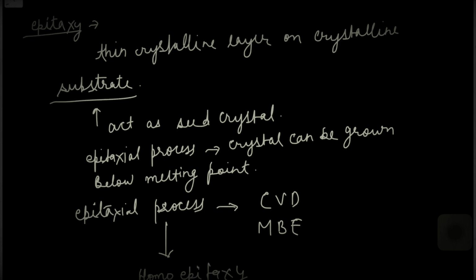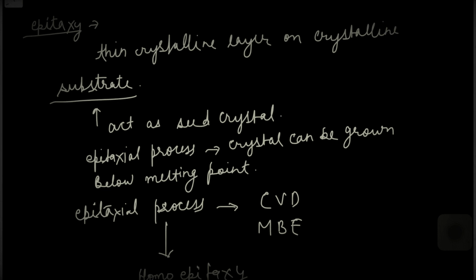Today we will discuss the epitaxial process. In IC fabrication, the first step is the crystal growth and the second one is the epitaxial process. It is a process used to grow a thin crystalline layer on a crystalline substrate. And in the epitaxial process, the substrate wafer acts as a seed crystal.